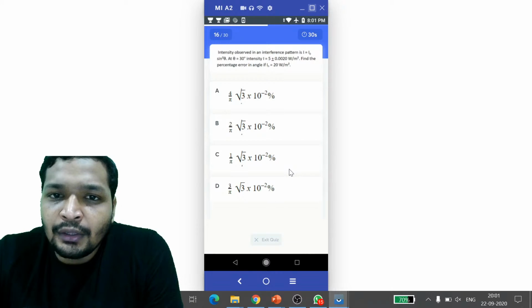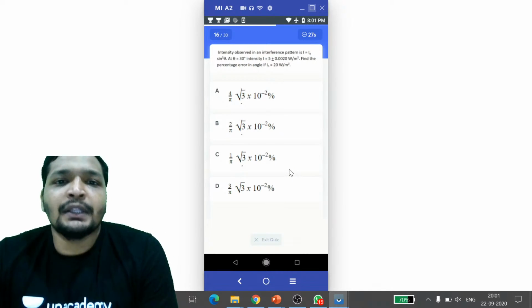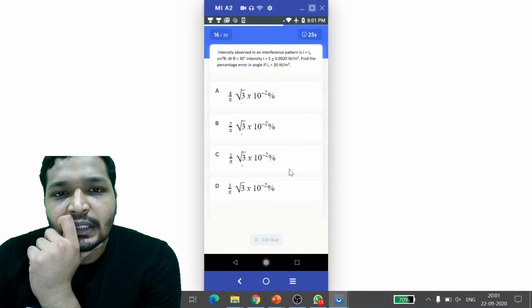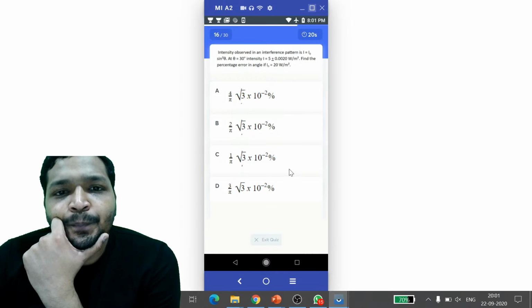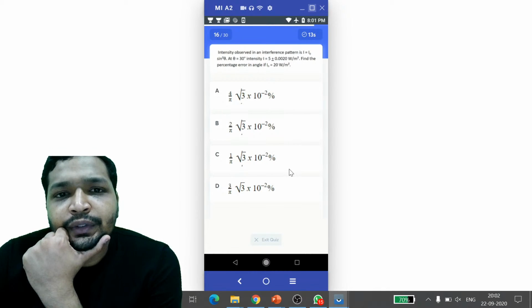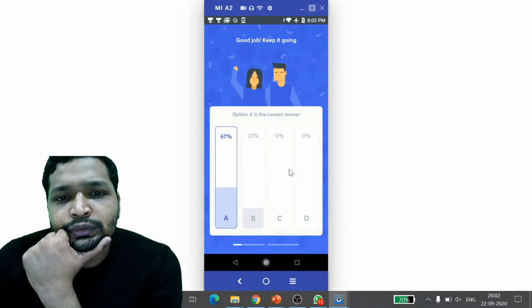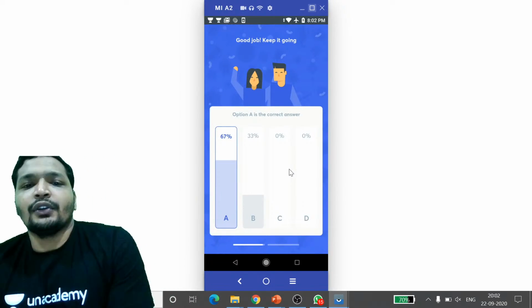Simply, what you can do is, you think about it. So, use of taking root. Error in I is given to you, sine inverse. No. Alright, good, really good.